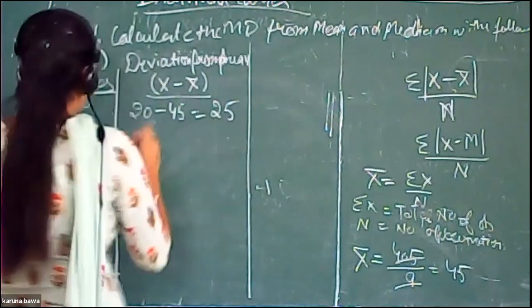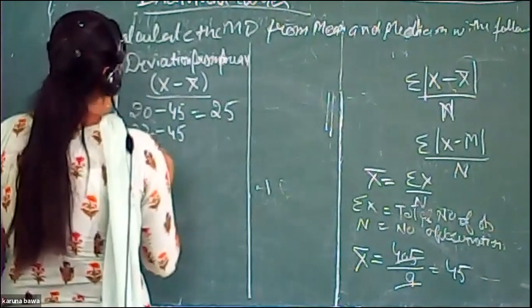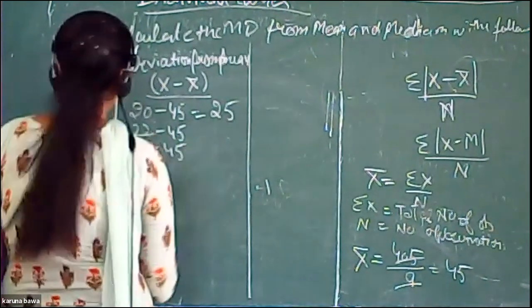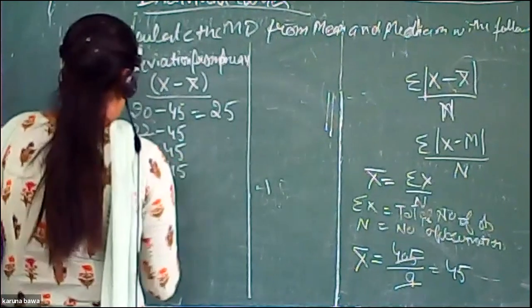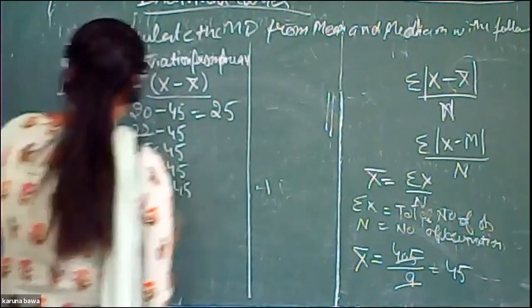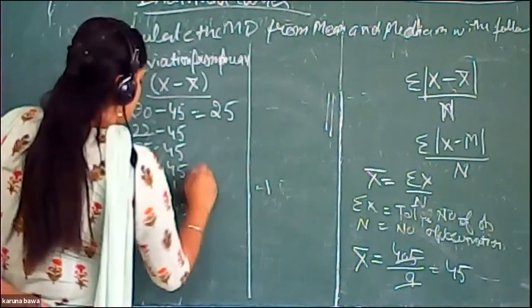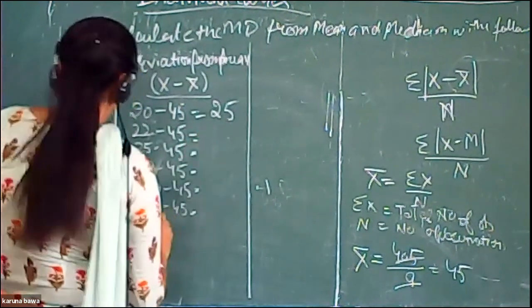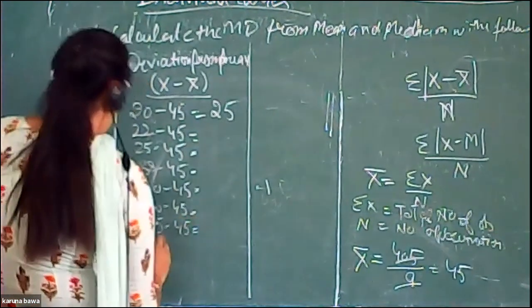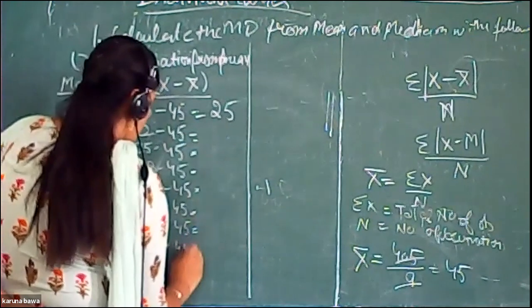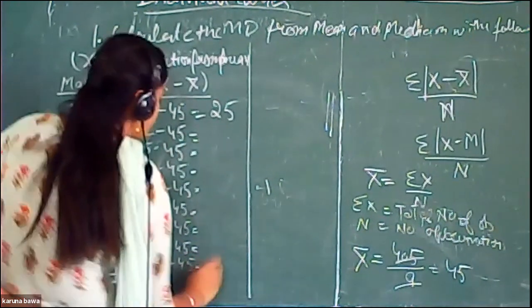On the other hand, 22 minus 45, 25 minus 45, 38 minus 45, 40 minus 45, 50 minus 45, 55 minus 45, 70 minus 45, and 75 minus 45.